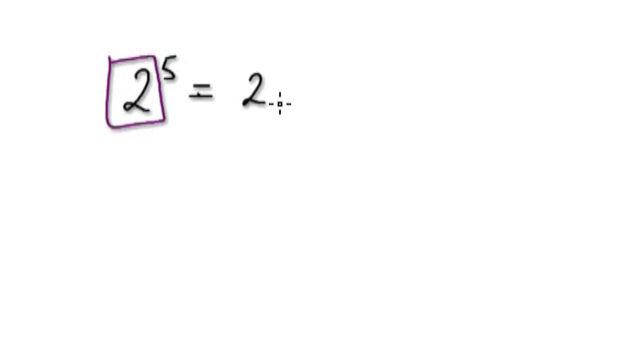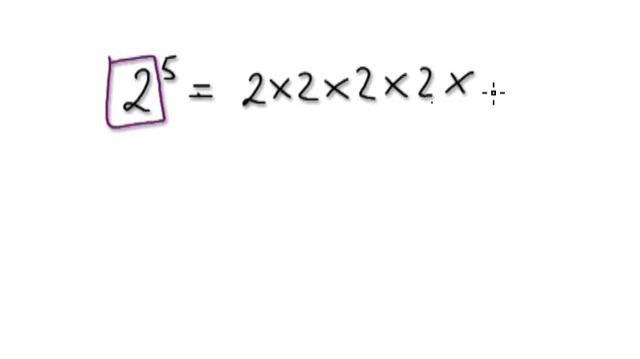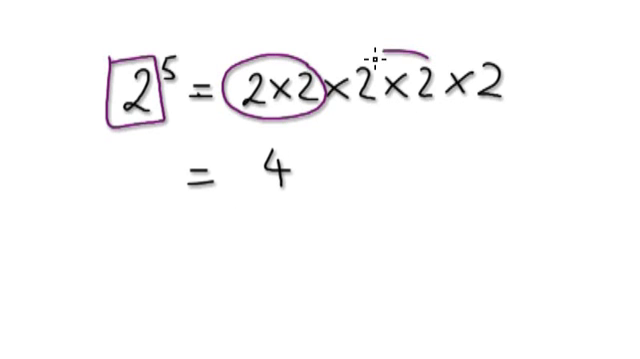Okay. So if you're given something like this, 2 to the power of 5, that means get 2 times by itself 5 times. So it would be 2 times 2 times 2 times 2 times 2. Okay, times by itself 5 times. So let's merge these two together. That gives us 4. Let's merge these two together. That gives us 4. Let's carry the 2 down.